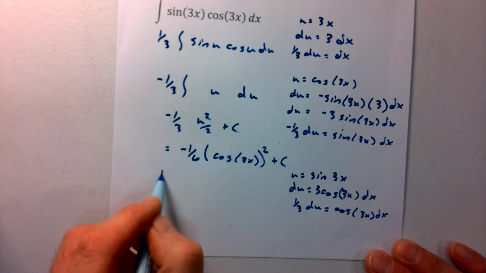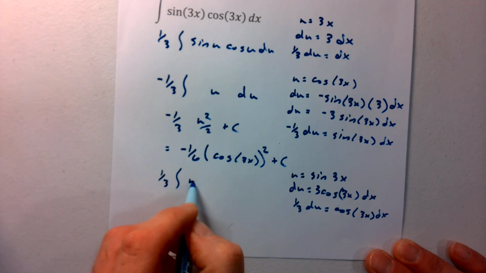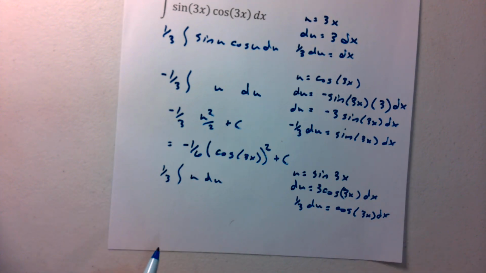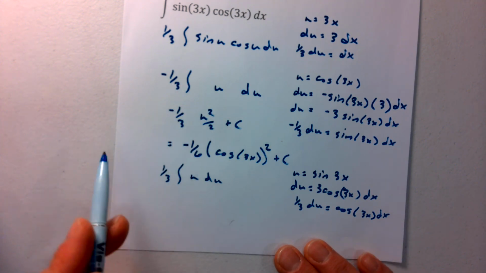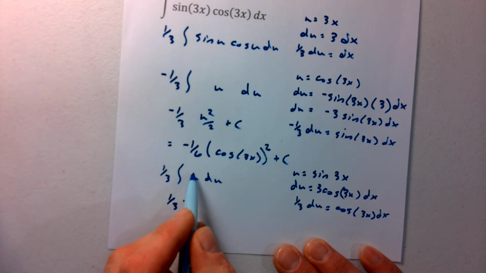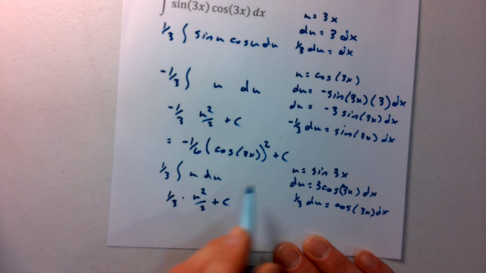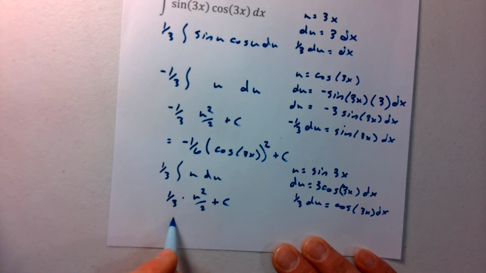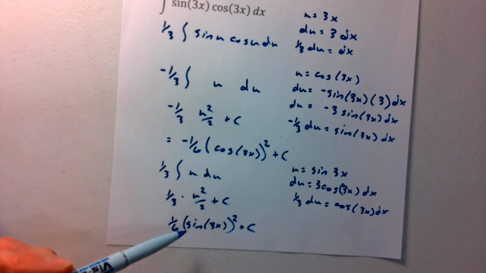So I'd have 1/3 the integration of u du. That looks pretty familiar, doesn't it? That's what we had up here, except we had a negative and here we have a positive. So here we have 1/3 times our u squared over 2 plus our c, where u is the sine of 3x. So I get 1/6 the sine of 3x quantity squared plus c. Notice we get two different answers.